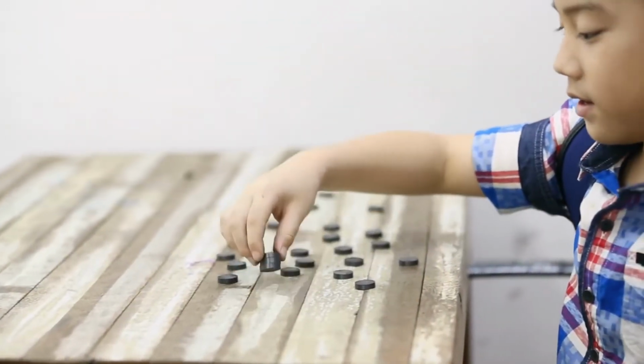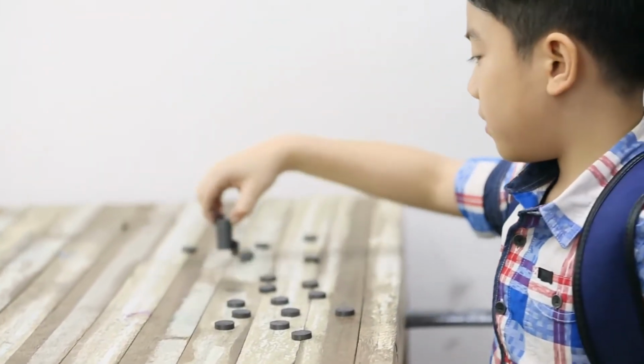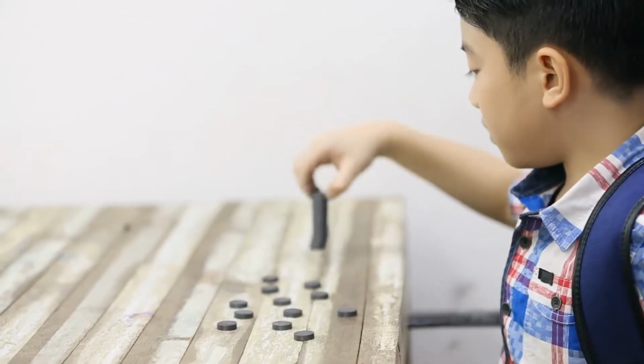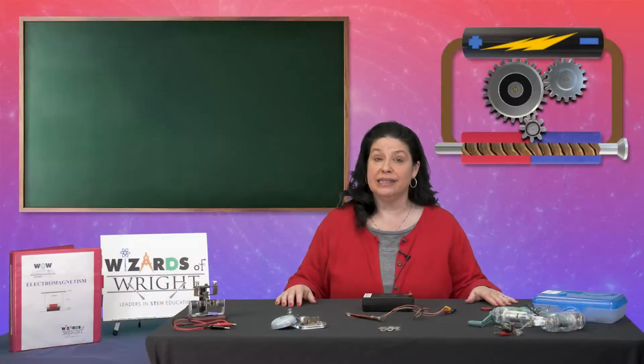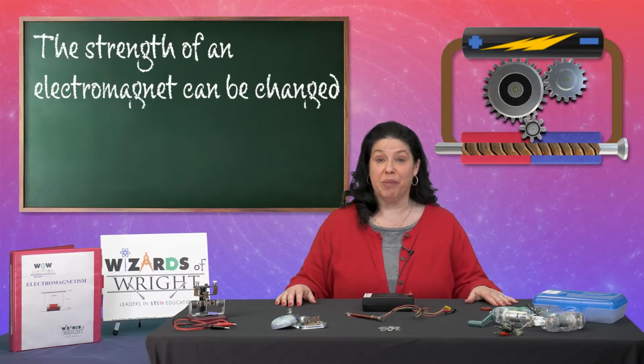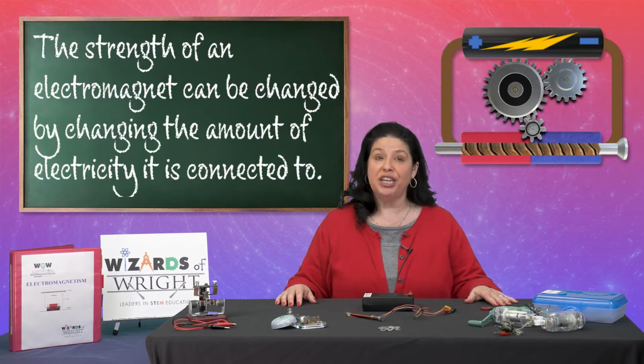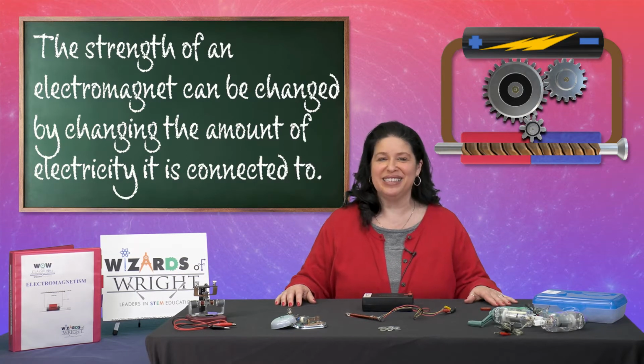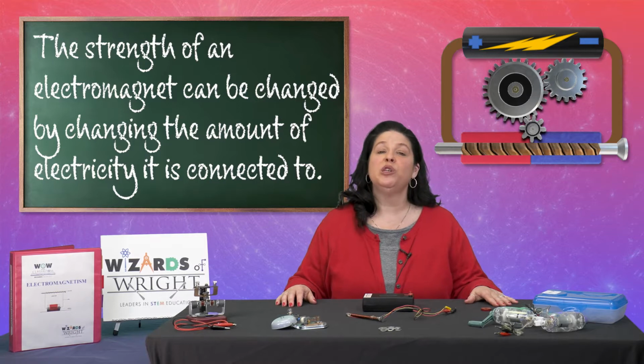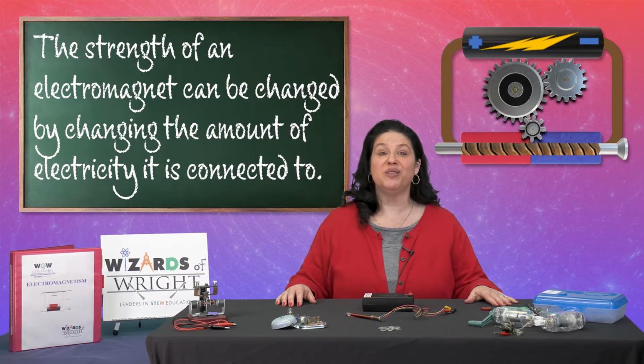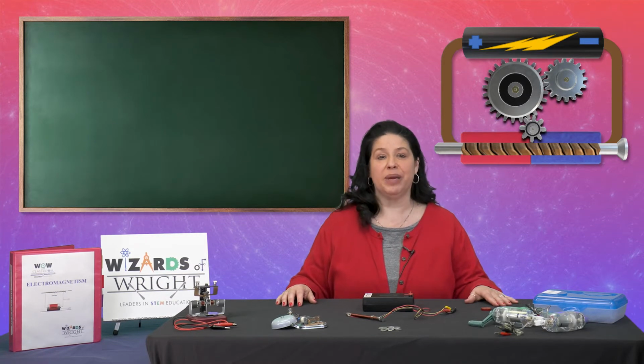Magnets called permanent magnets can't be turned off. These magnets do not need electricity to work. As we will see today, the strength of an electromagnet can be changed by changing the amount of electricity that it is connected to. We will use some vocabulary words today, so let's make sure we all understand their meaning.